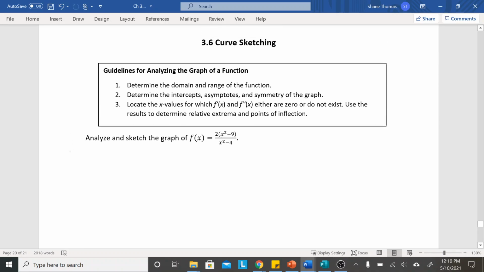So guidelines for analyzing the graph of a function. What we want to do first, we want to determine the domain and range of the function, determine the intercepts, asymptotes, and symmetry of the graph. We're going to locate the x values for which f prime of x and f double prime of x either are 0 or do not exist. You will use the rules to determine relative extrema and points of inflection. All right, so there's a lot going on here.